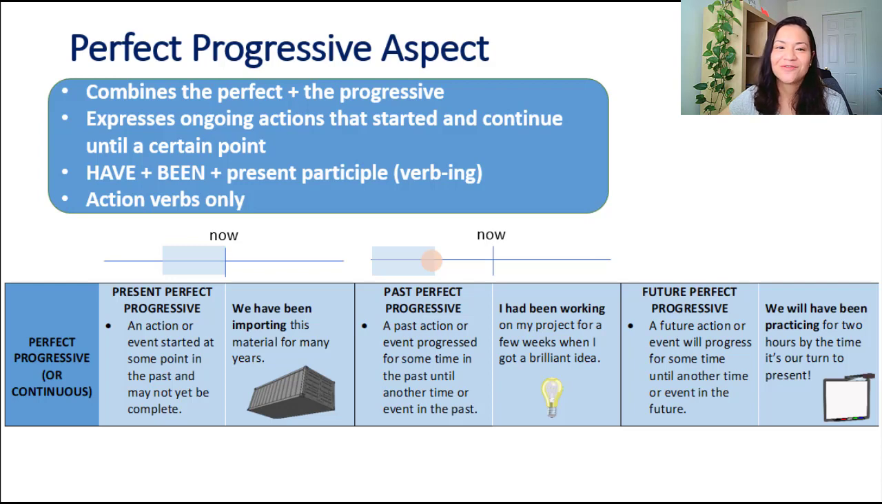And finally, future perfect progressive, formed using will plus have plus been plus verb-ing. We use this to denote a future action or event will progress for some time until another time or event in the future. We will have been practicing for 2 hours by the time it's our turn to present.